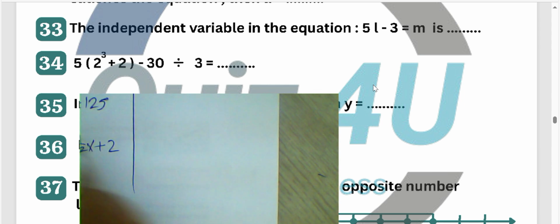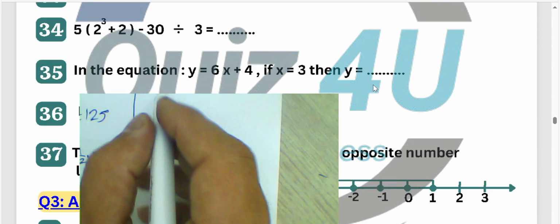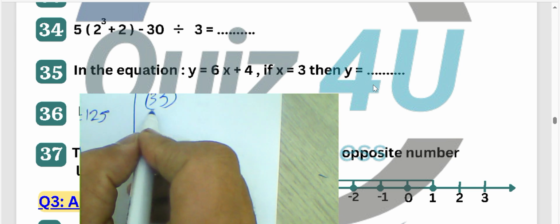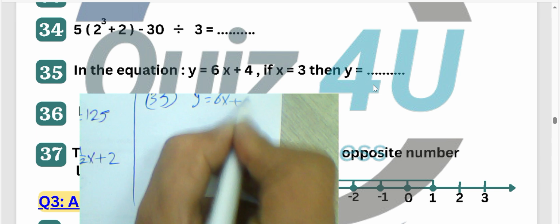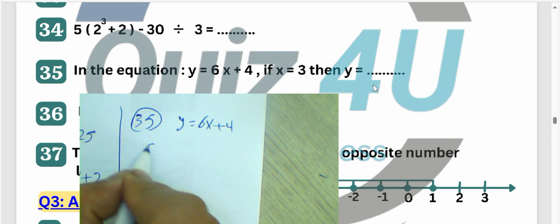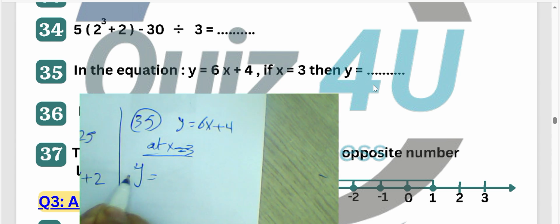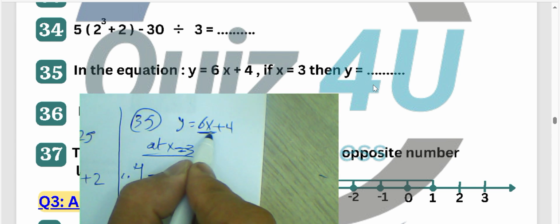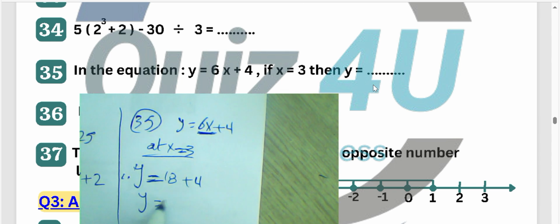Next question, 35. In the equation y equals 6x plus 4, if x equals 3, then we can find the value of y. Put x here equal to 3. 3 times 6 equals 18. 18 plus 4 will be 22. So the value of y equals 22.